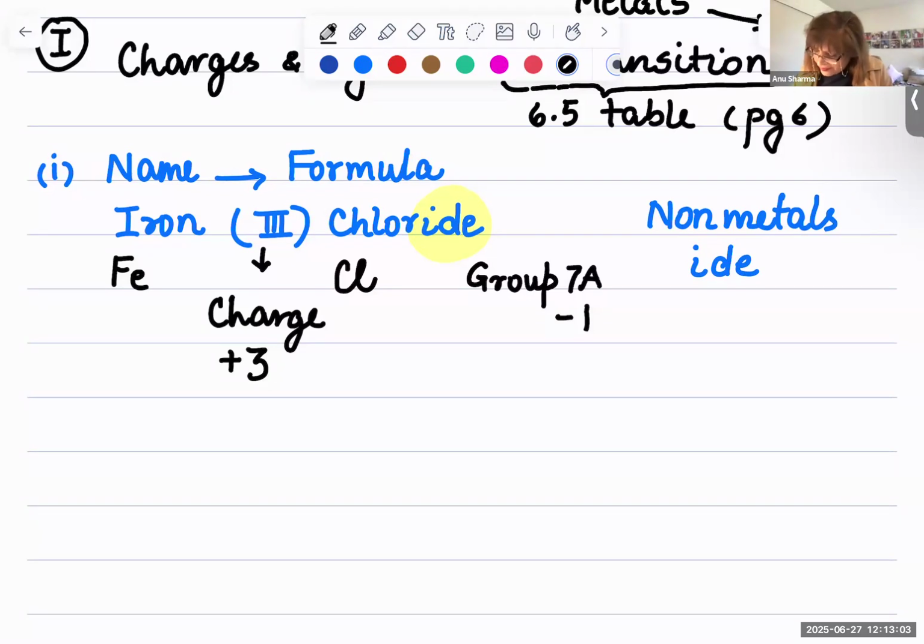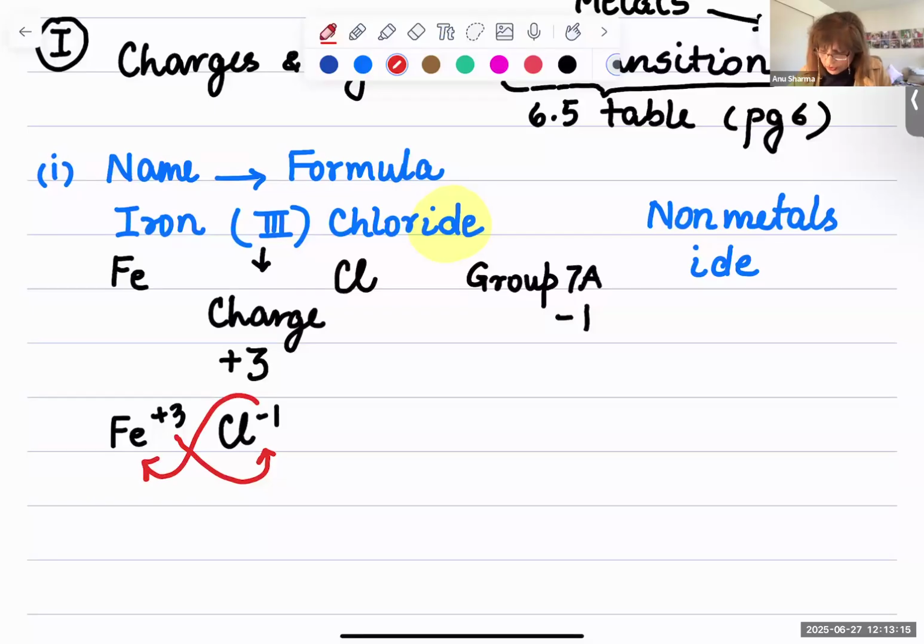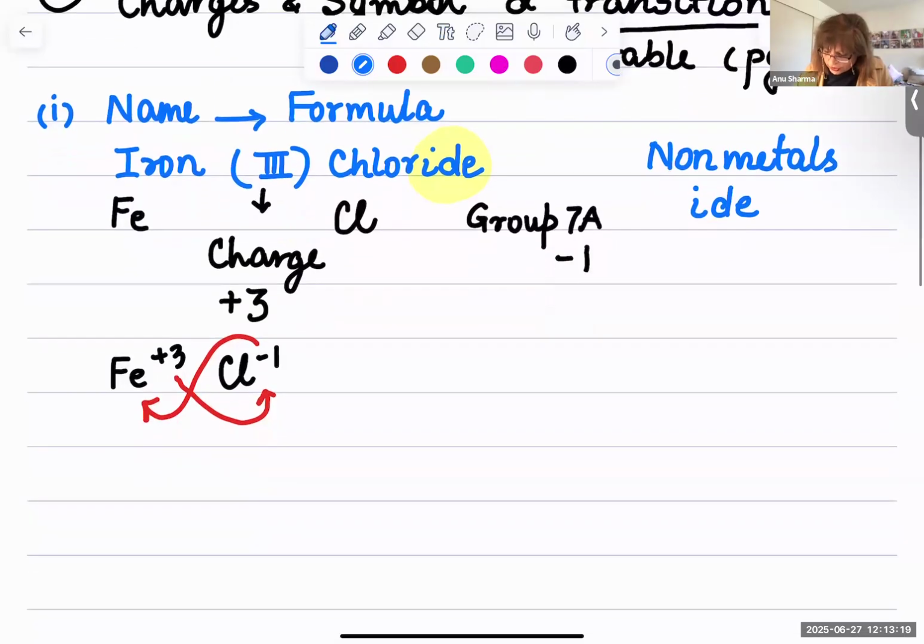Okay, so here we have the group. So now just put here iron +3 and chlorine -1, crisscross. Now, on your exam, on your test, you have to show this because this is called working. You have to show how you got this answer. It's not a question of guessing. It's about showing how this is done. So FeCl3. This is the formula.